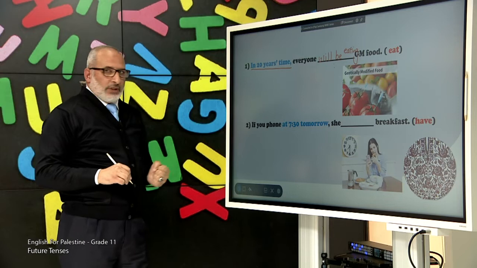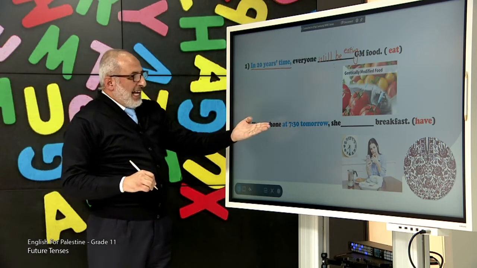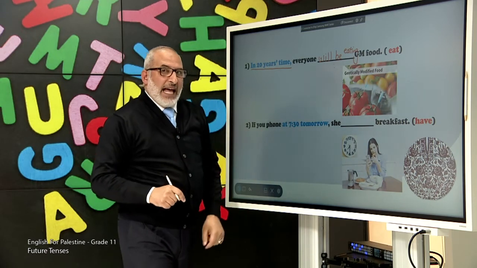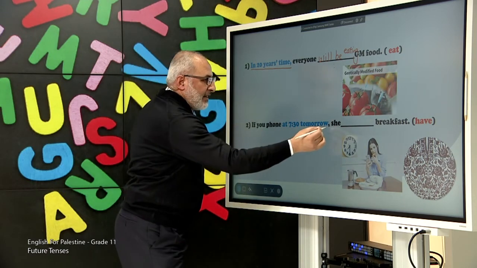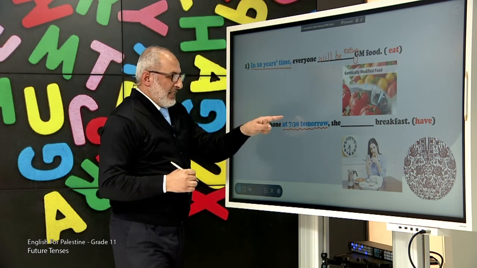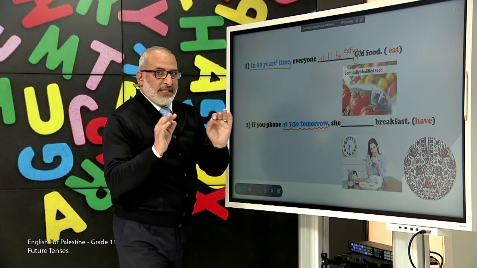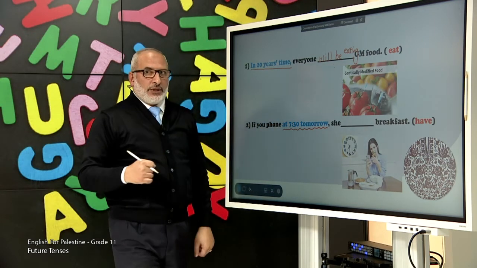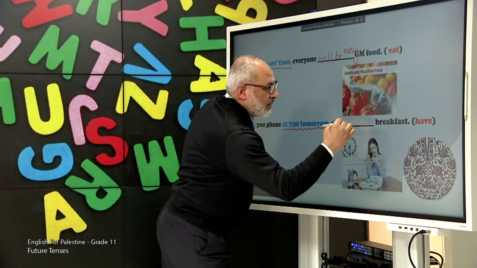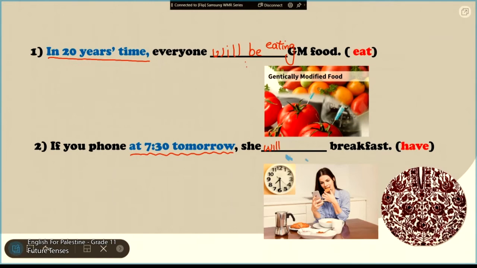Let's look at the second one. If you phone at 7:30 tomorrow, she breakfast, and the verb have. Again here, this is the time expression. At 7:30 tomorrow, specific time in the future. So we use future continuous. Future continuous, again, will be having. Excellent. Okay, good.